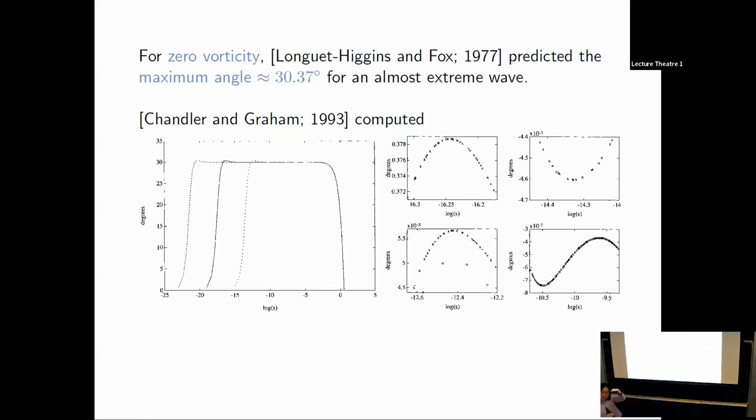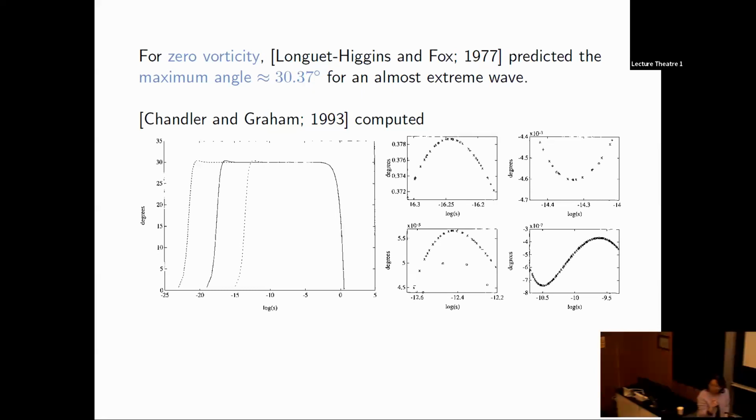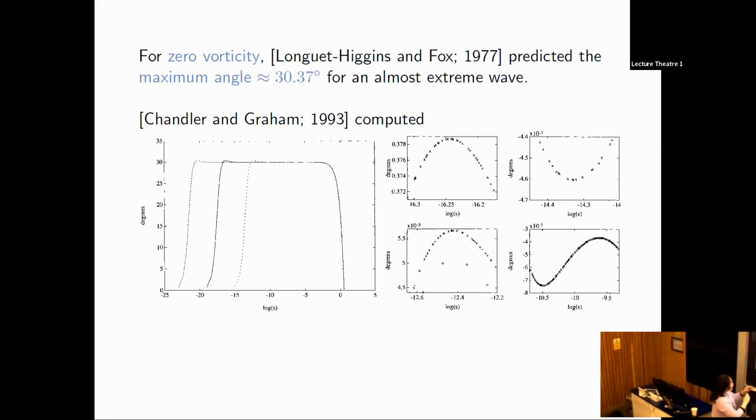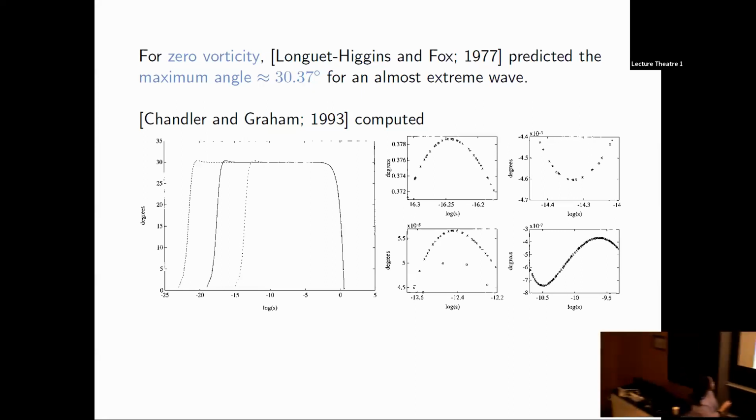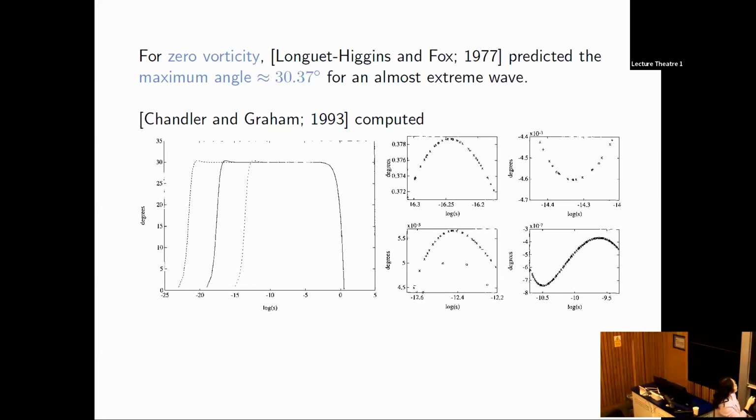So the crest is flat, right? So the angle starts from 0, but then there is a boundary layer near this crest where the angle sharply rises to this maximum angle 30.37. And then the angle oscillates around the 30 degrees, and these oscillations are too tiny to be visible in this scale, so they had to be plotted separately.